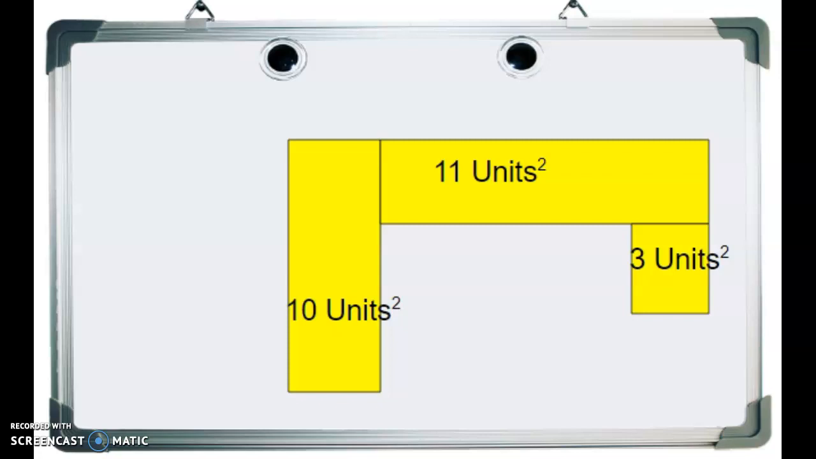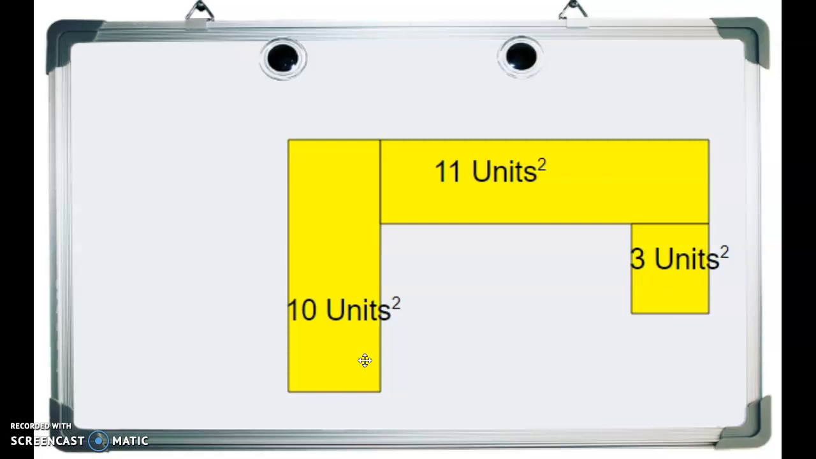Oh, so now I have a shape and it tells me the area of all 3 of the rectangles. But how do I find the area of the whole shape? Help me out, guys. Okay, so I'm going to start off and I'm going to take 10 minus 11 because I think I need to subtract because I'm taking things apart. So 10 minus 11, that doesn't make sense. So maybe 11 minus 10 is 1, 1 minus 3, that doesn't make sense. What did I do wrong?